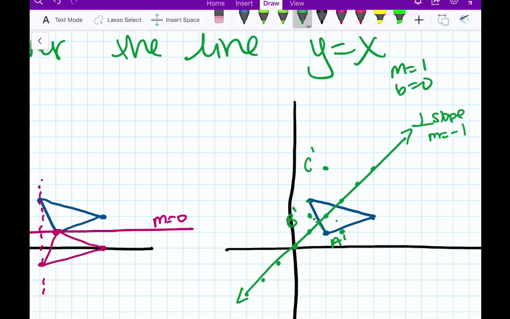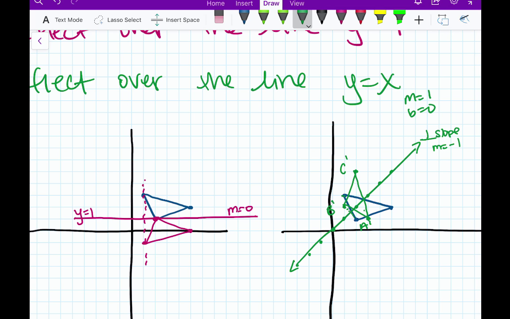So my new figure is that. We're going to learn more about reflections when we do the GeoGebra activity, so that will help you understand some of this a little bit better.